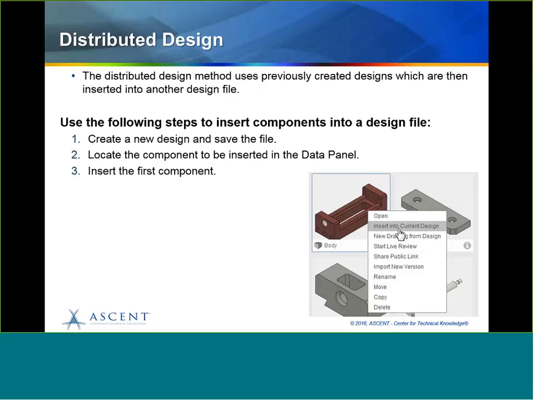So we're going to look at the first method, which is distributed design. What this method does is it basically takes your previously created designs, those single part files, and then combines them all by inserting them into a top-level design file. So basically you're referencing everything. This is done in Inventor, it's done in other CAD packages, so it's basically that linking or inserting of files that already exist.